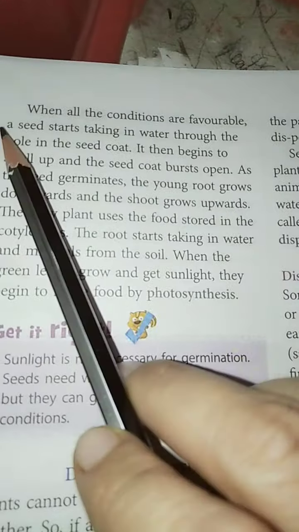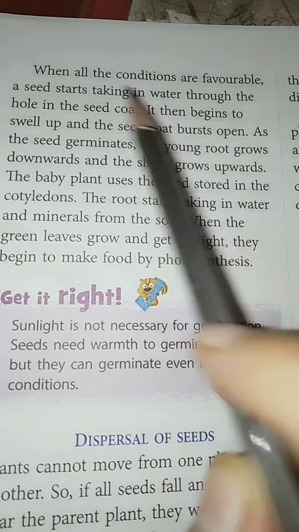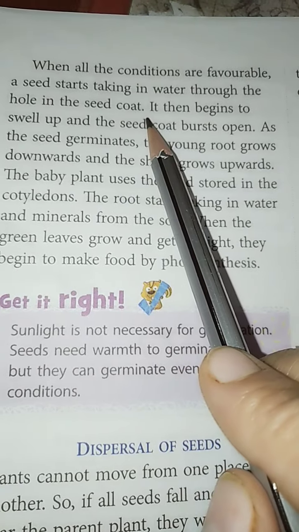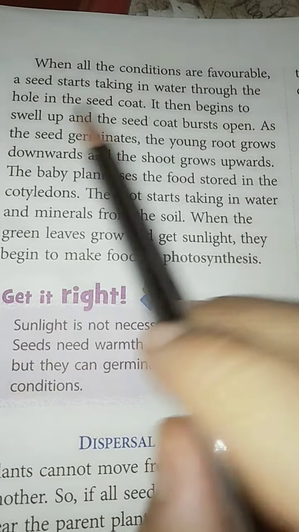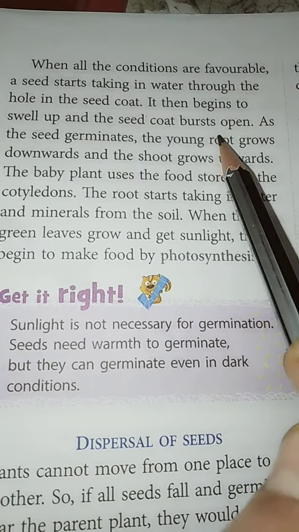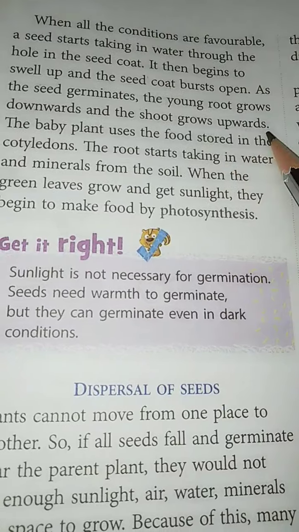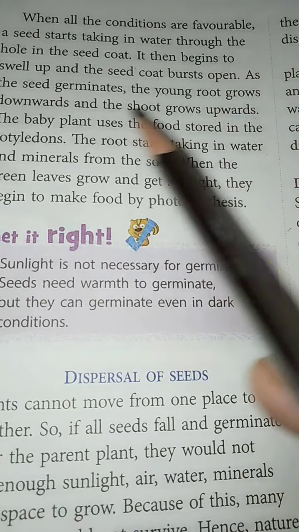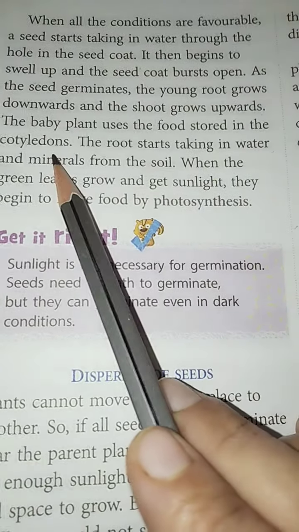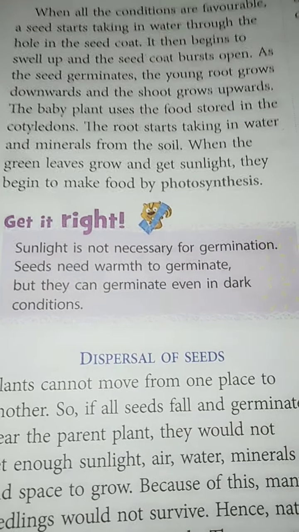When all conditions are favorable, a seed starts taking in water through the hole in the seed coat. When it takes in water, it swells up and the seed coat bursts open. When the seed germinates, the young root grows downwards into the ground and the shoot grows upwards. It uses the food stored in the cotyledons. As I told you earlier, the baby plant gets its food from the seed leaves, that is cotyledons.